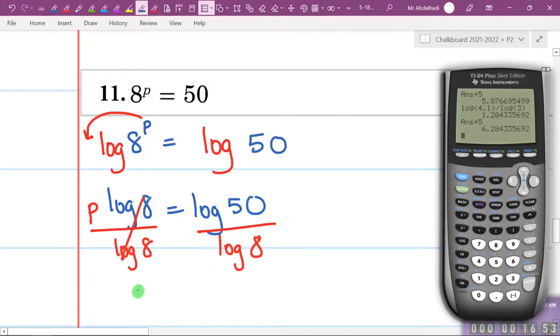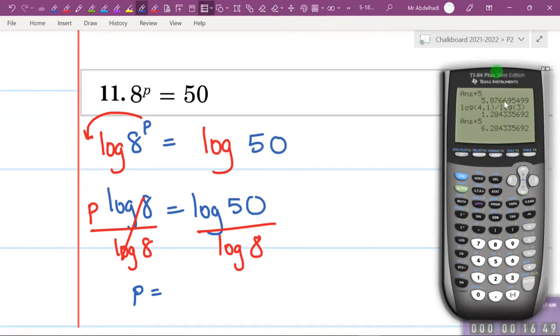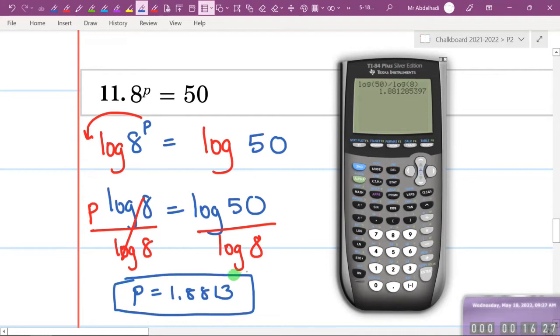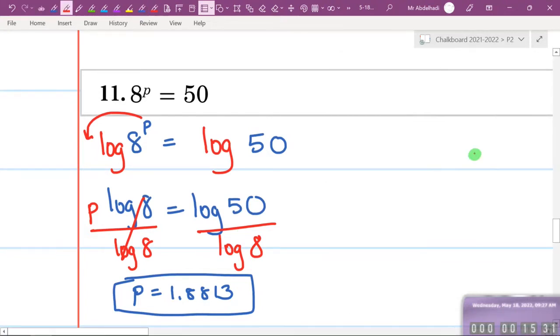P equals whatever that fraction is. So with the calculator, log 50 divided by log 8, and we get 1.8813. All right. And now be careful. It's two separate logs. It's log 50 divided by log 8, not log 50 over 8, like in one thing. It has to be two separate logs, one log divided by another log. Okay, next up is number 12.